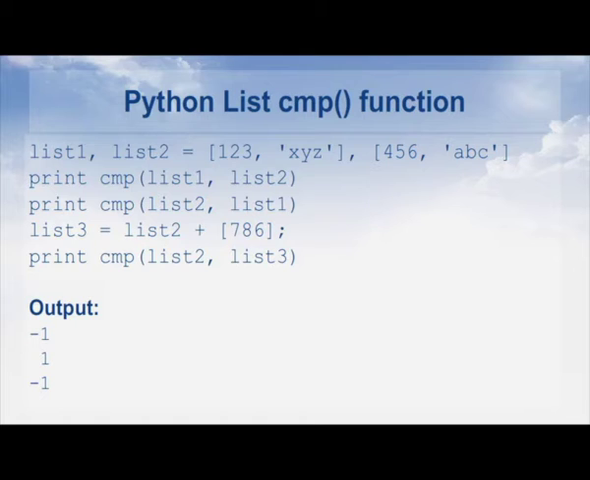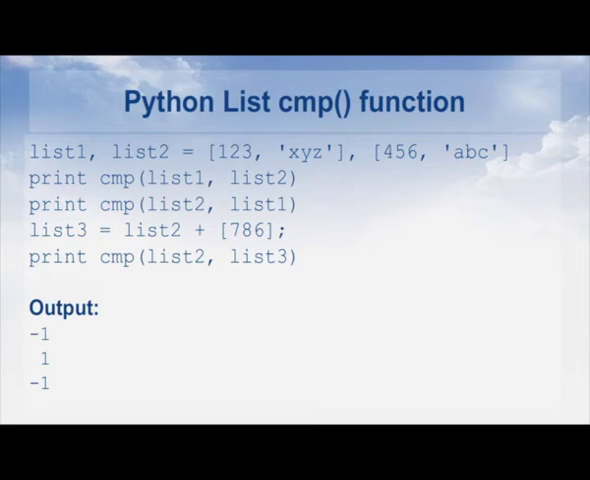Now I create a new list, list 3, by adding a number 786 to list 2. So, list 2 already has 456 and ABC. So, along with that it has one more item, 786. Now, I compare list 2 and list 3. Now, tell me what will happen?